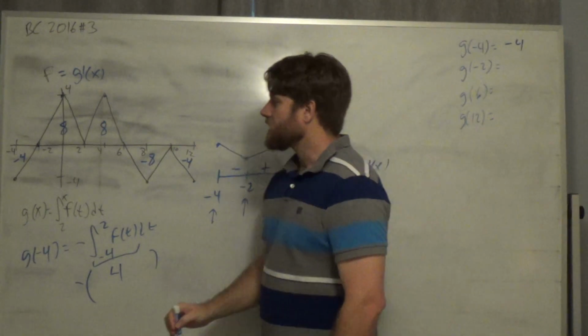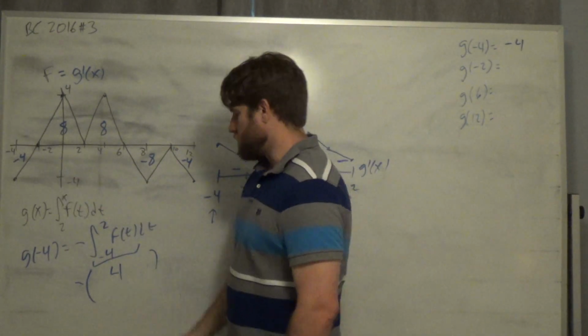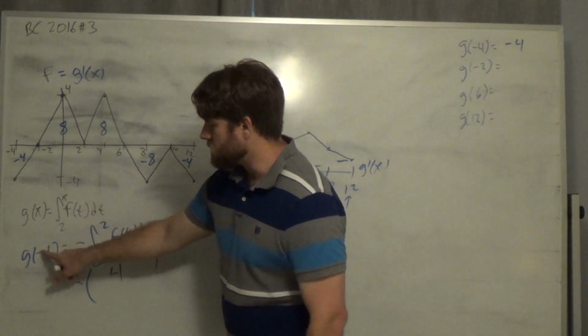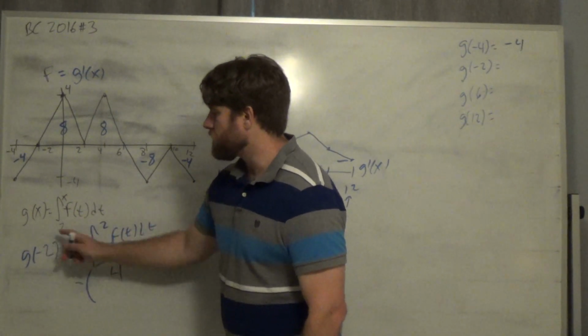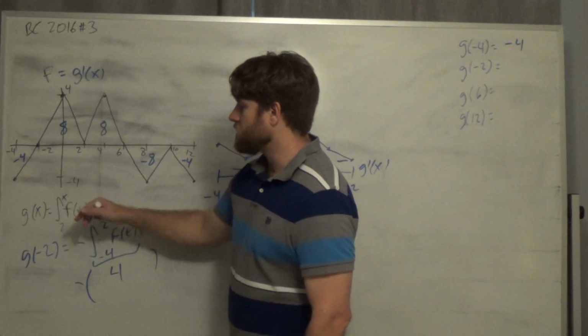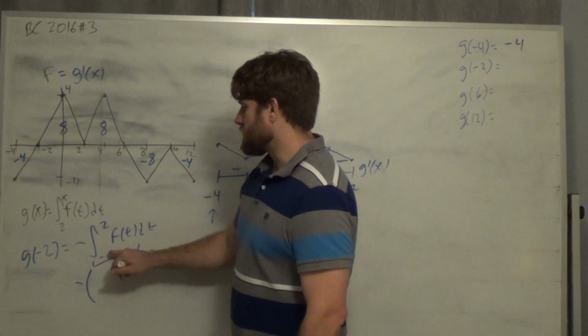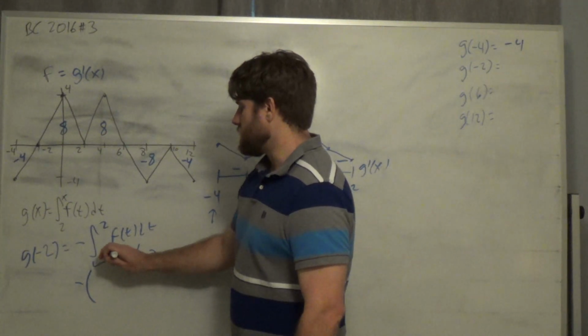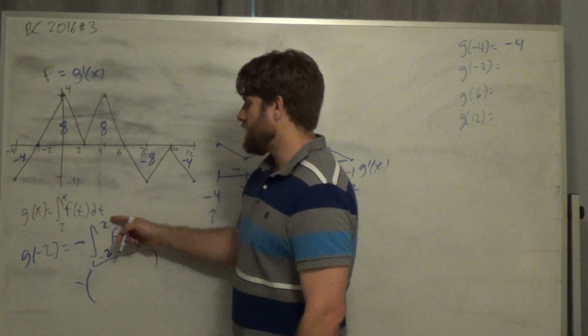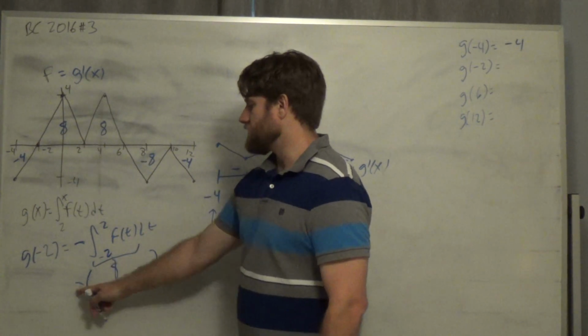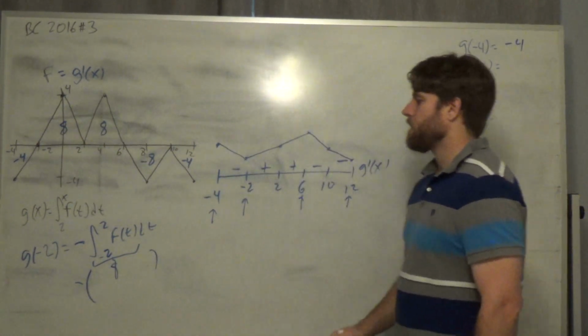Alright, the next one I need is -2. Same scenario, if I put a -2 up here, so g of -2, it's going to be from 2 to -2. I'm going to have to flip them again. So basically, there's going to be a negative in front again, and now it's -2 to 2. And from -2 to 2, it's an 8, so it's -8.